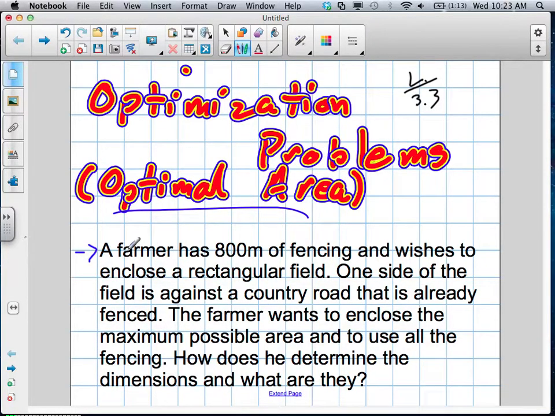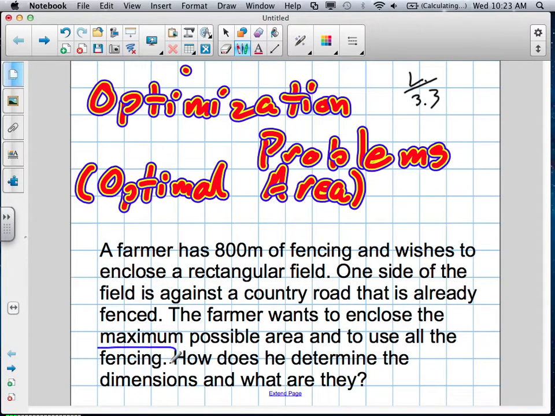We need to help this farmer. A farmer has 800 meters of fencing, and he wishes to enclose a rectangular field. One side of the field is against a country road that is already fenced. Okay. The farmer wants to enclose the maximum possible area and to use all the fencing possible. How does he determine the dimensions and what are they?